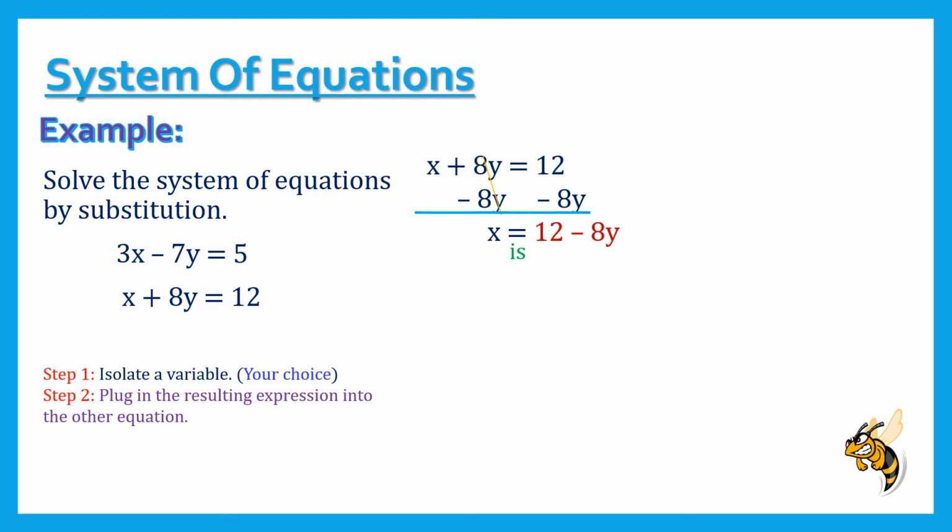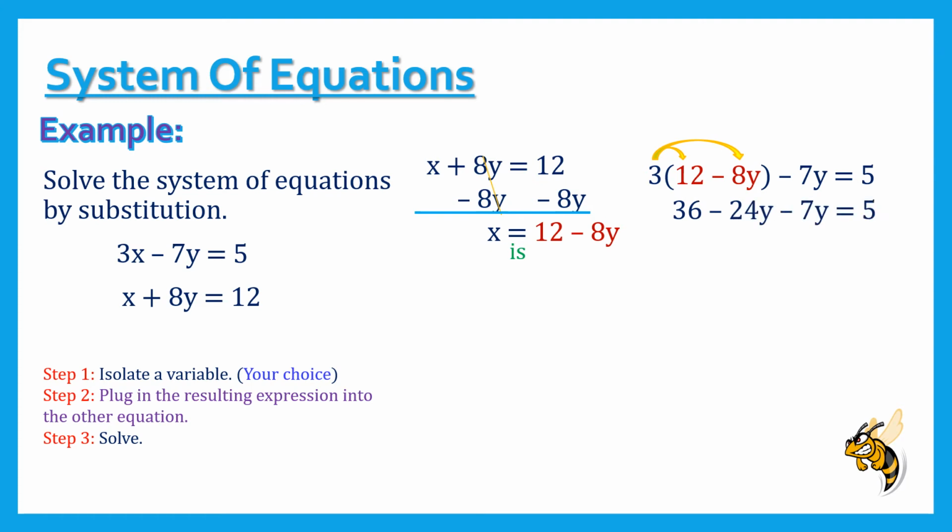In the first equation is 3x, which means 3 times x, minus 7y equals 5. So instead of x, I'm going to have 12 minus 8y. So I end up with 3 times (12 minus 8y), close parentheses, minus 7y equals 5. I'm going to solve by distributing the 3 to everything inside the parentheses. So therefore, I'm going to have 36 minus 24y minus 7y equals 5.